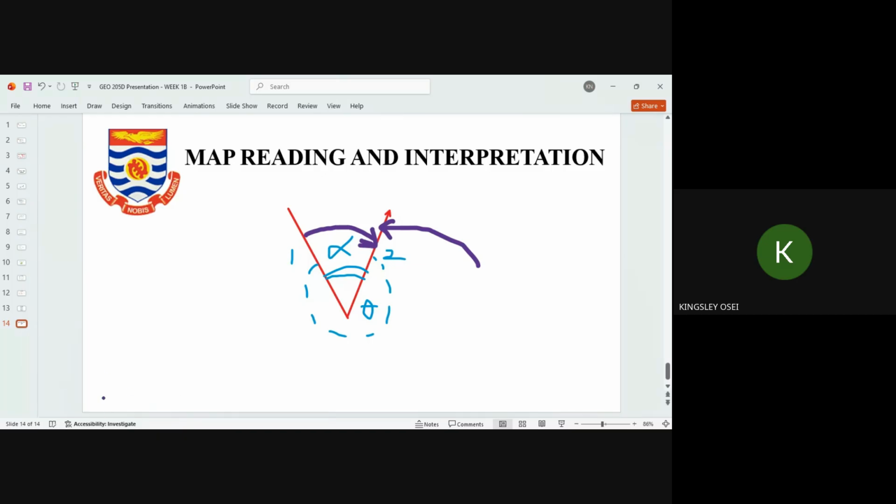Another name for the whole circle bearing is azimuth. You put it somewhere later on when you are reading the road. Azimuth.